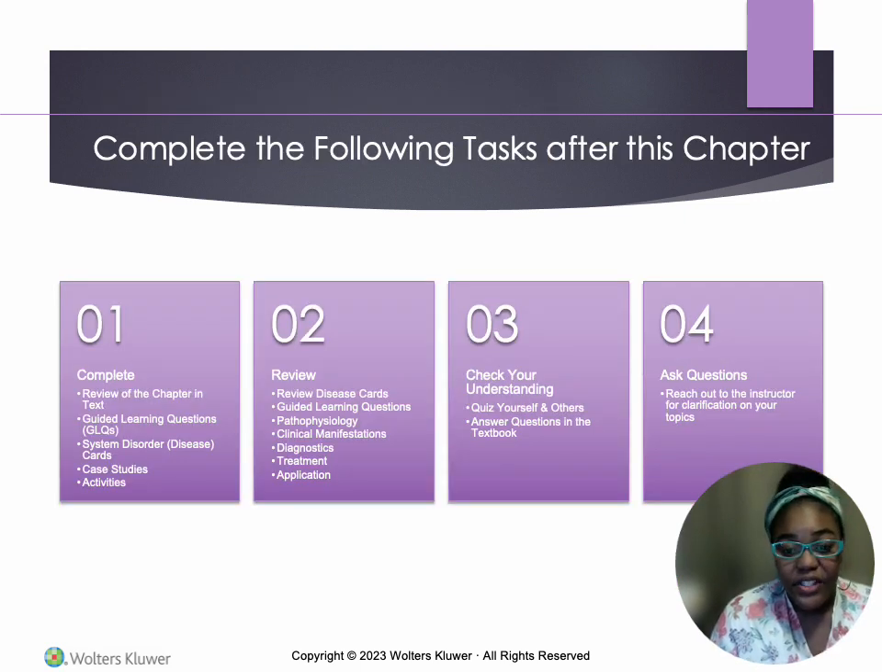Okay, so this is a very short chapter for us, and although we're not going into terrible detail with chapter 14, I still want you to make sure you at least look at the guided learning questions on this chapter. Make sure you complete your disorder cards, look at case studies and the activities that we'll do. Make sure you review everything, the diagnostics, clinical manifestations, treatment, and application. Quiz yourself and quiz others. Answer the questions in your textbook, and reach out if you have any questions.